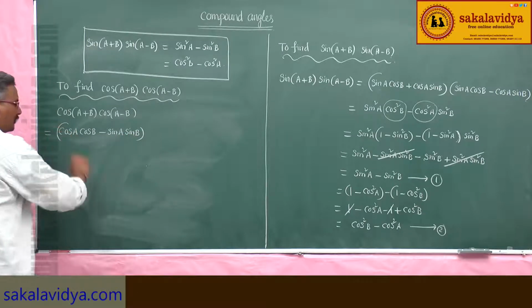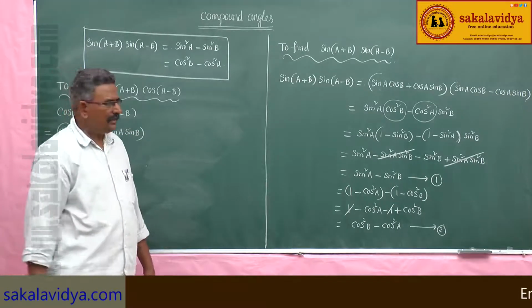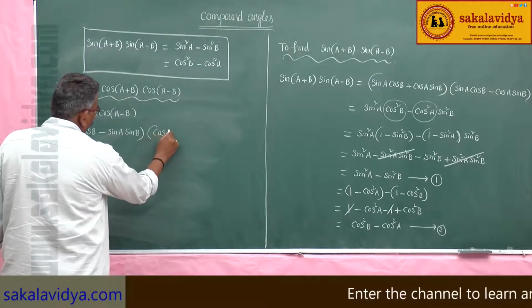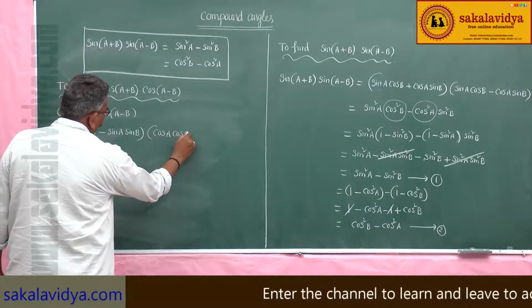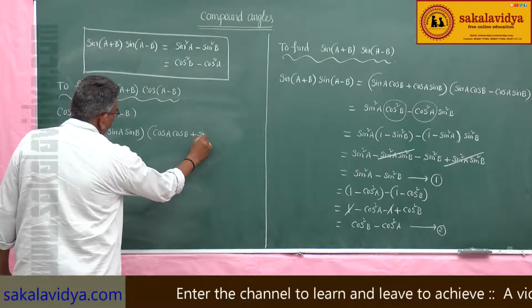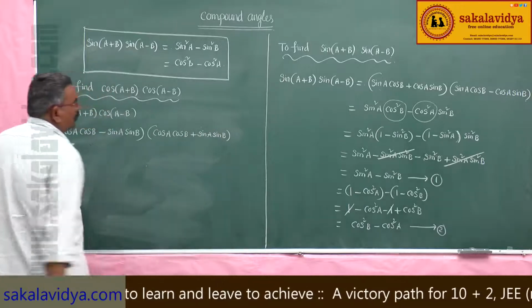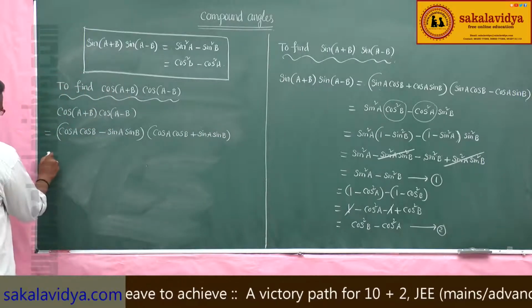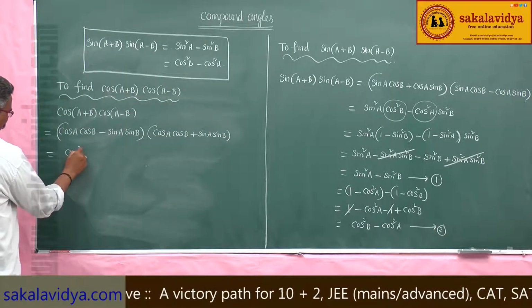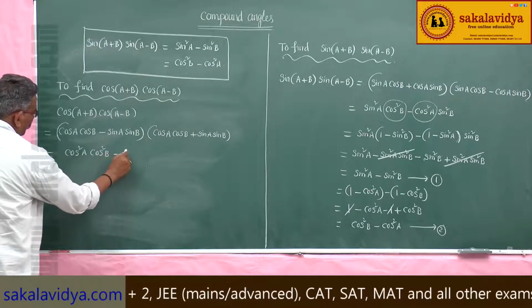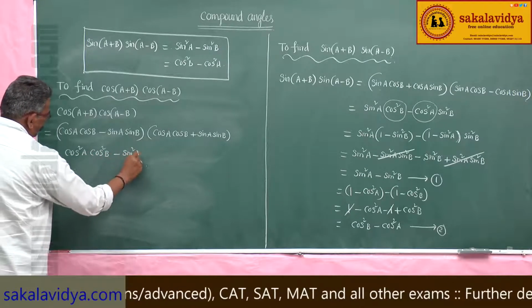into, what is cos of A minus B? Cos A cos B plus sin A sin B. Now, this we can write as cos square A cos square B minus sin square A sin square B.